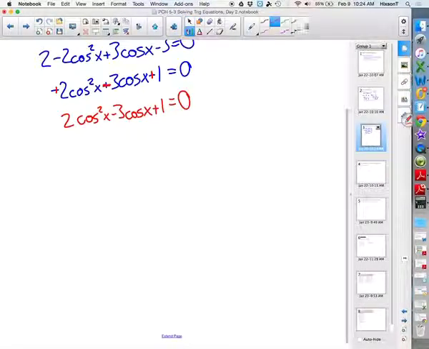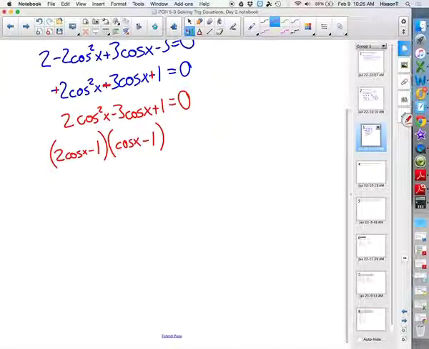What does this factor into? 2 cosine minus 1, cosine minus 1. You guys agree with that? Okay, good. We get the plus 1 because they're both negative. We have a minus 2 cosine, minus 1 cosine. That's a minus 3 cosine. Alright, so good. That's all factored correctly.